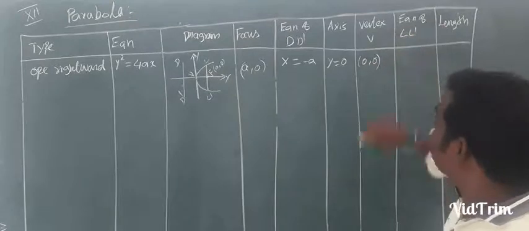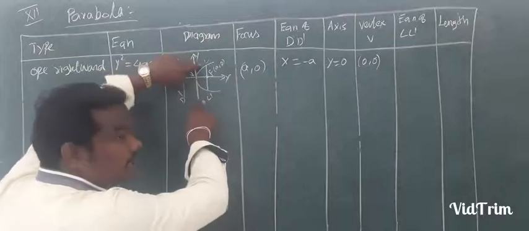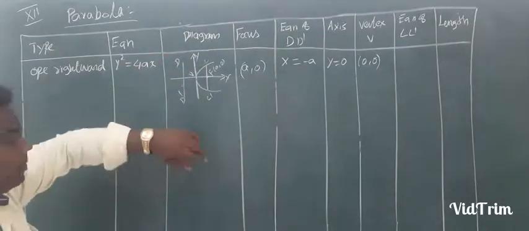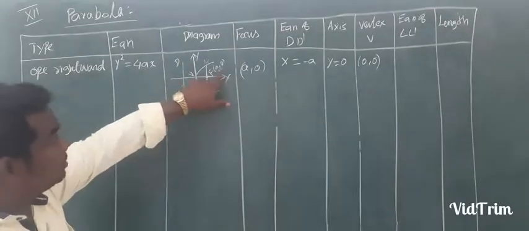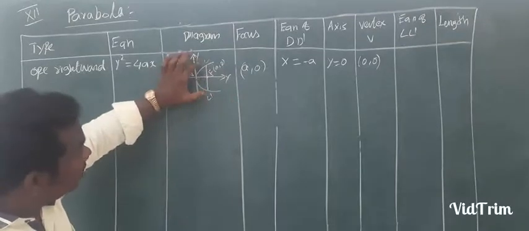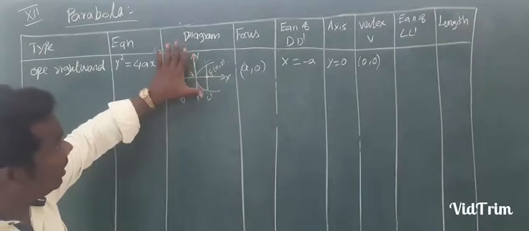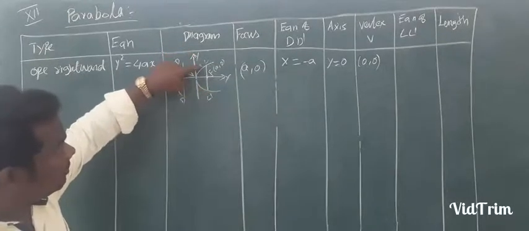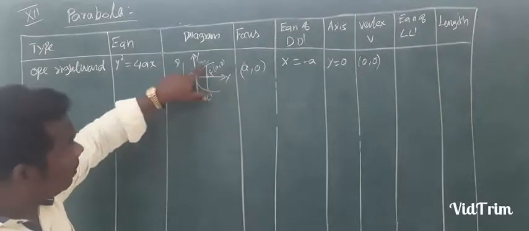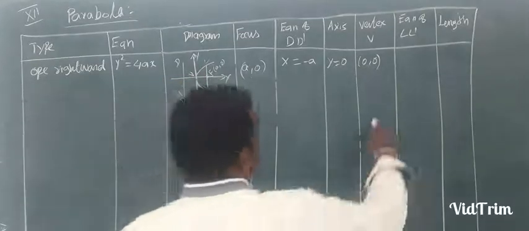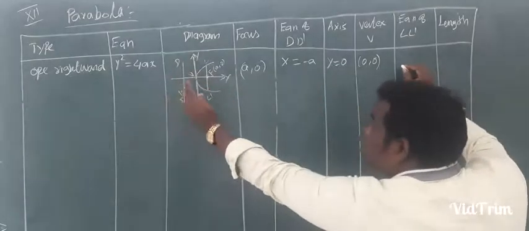And next, the equation of L dash. Look at the picture. This is the latus rectum. It passes through the focus, that is (a, 0). The latus rectum lies only between the curve, not outside it. It passes through (a, 0), and the equation of this line is x equals a, while the directrix is x equals minus a.